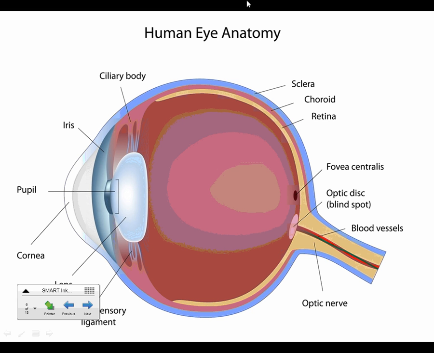Remember, there are rods and cones on the retina that detect, what is it? Rods are black and white? Is that right? Yeah, rods are black and white, cones are for color. And then it goes through the optic nerve to the brain. It said there are 3 layers to the wall of the eye. They're shown right here: the sclera, the choroid, and the retina.